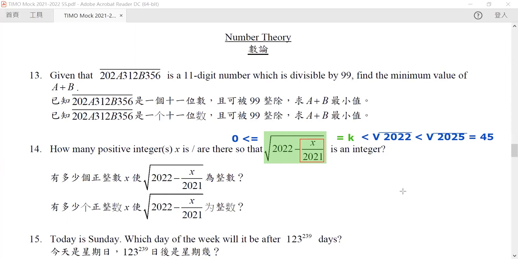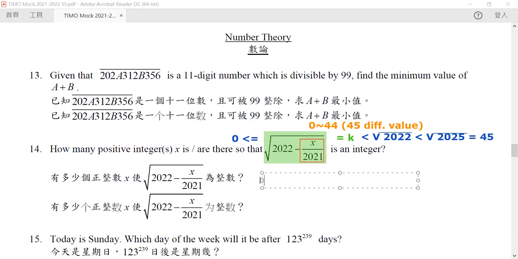And you can check that 44 squared is equal to 1,936, which is less than our 2022. Okay, so we know the range of k. So how many different integers for k? It is actually from 0 to 44. So in here, there are 45 different values. Now this is important.